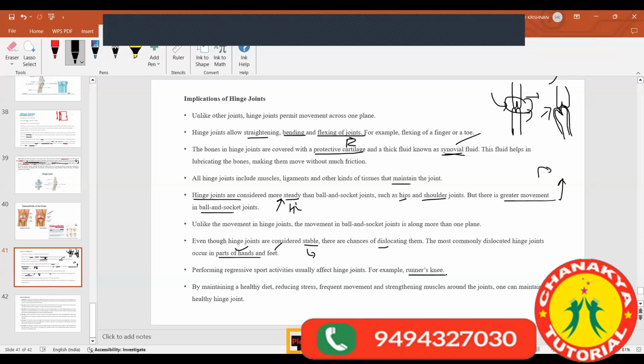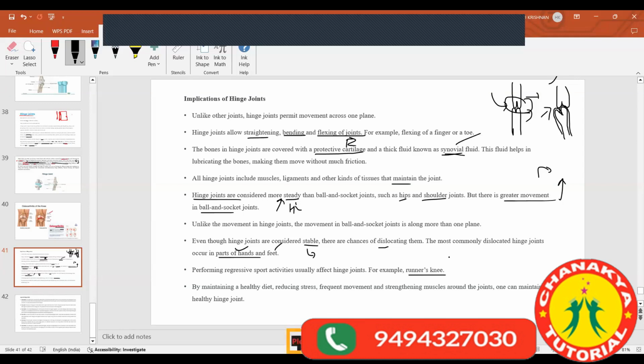For example, runner's knee. People doing sports activity are always exercising and running, so they give a lot of pressure to hinge joints, your knees and elbows. At that time, swelling and pain start automatically, and sometimes the joint can dislocate also. So when you perform rigorous sports activity, that will affect your hinge joint.